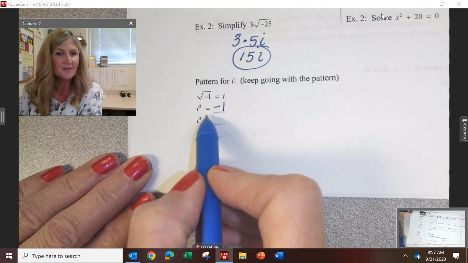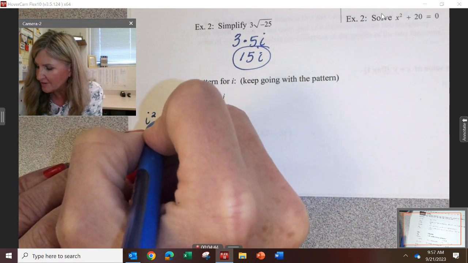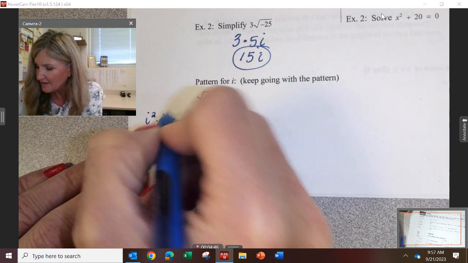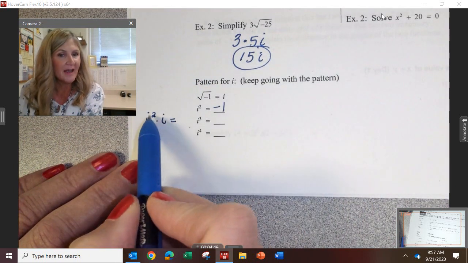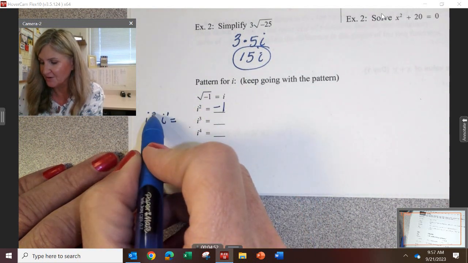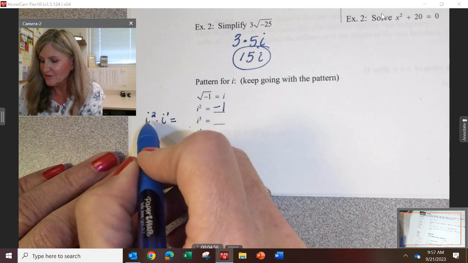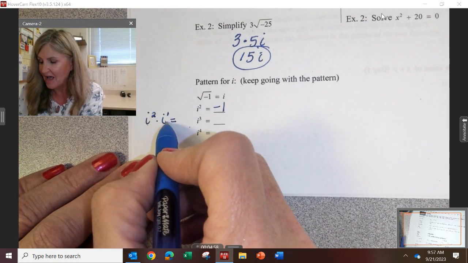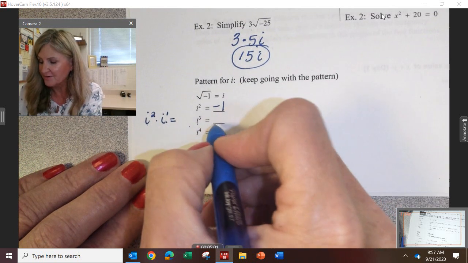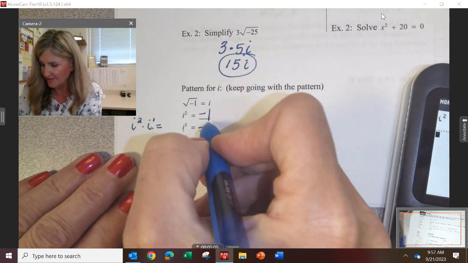Now, i to the third. i to the third is going to be i squared times i. i to the third would be i squared times i to the first. That's the same thing as i to the third. Well, what is i squared? So it's -1 times i. So what is i to the third then? Negative i. Good. Make sure you get that written in there.